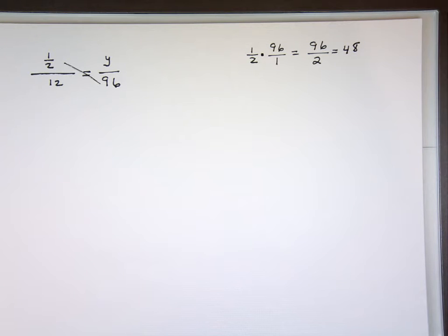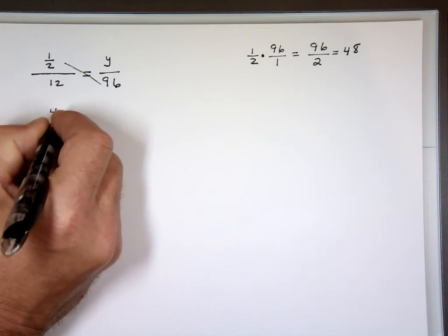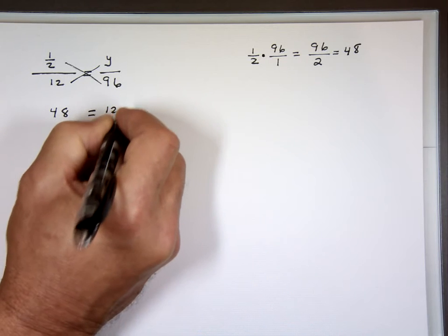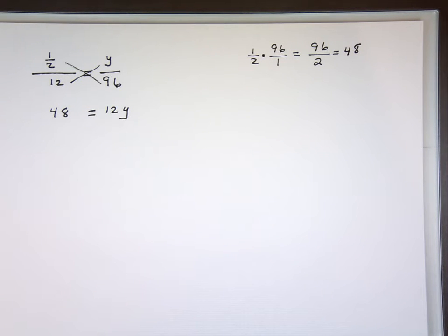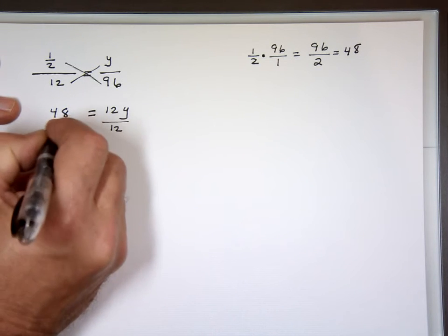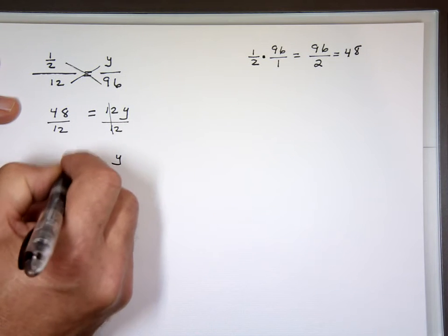So it's 48. So what's 1/2 times 96? 48. Equals 12 times y. 12y. To solve for y, what do we do? Divide by 12. Y equals 4.